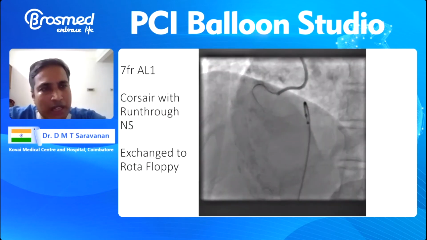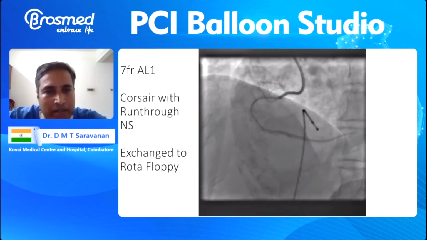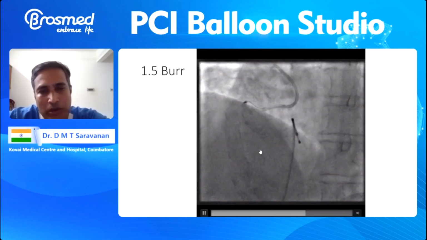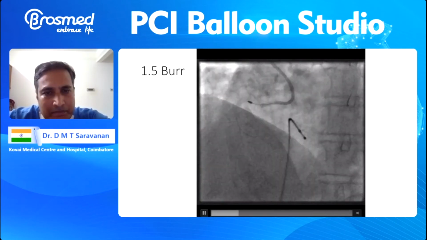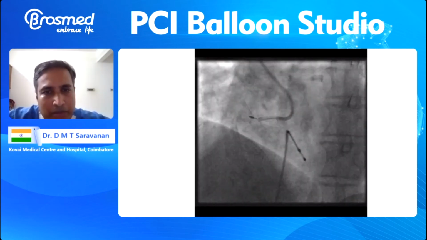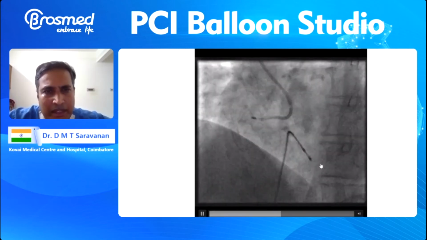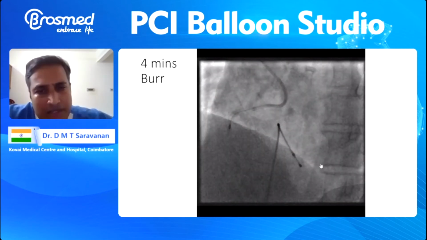So this time we took a 7 French AL guide and exchanged the rotor wire with a Corsair. And then you can see we couldn't get the rotor wire distal to this. Managed to burr initially to the path, and then we had to stop with the burring, push the rotor wire further, and we needed a lot of backup support there. But after 4 minutes, back with a 1.5 burr, and then we got this result.